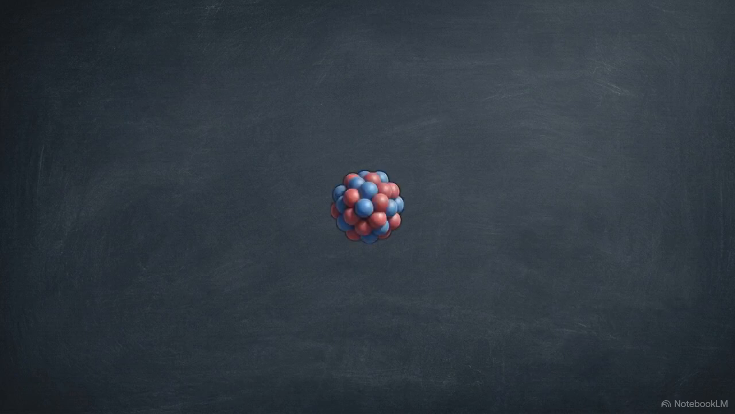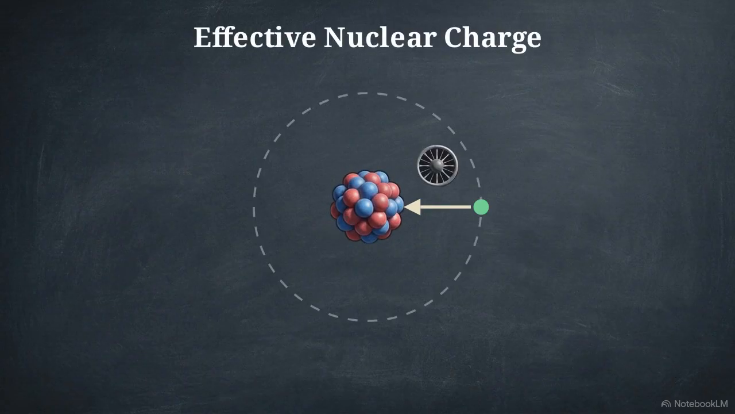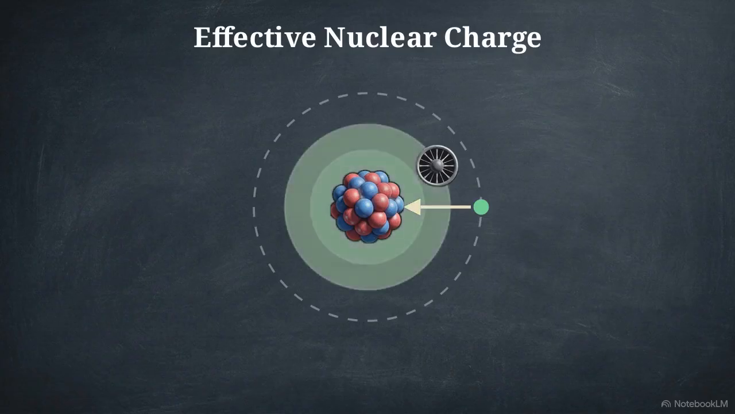To understand the behavior of elements across the periodic table, we start with a single measurement, the force the nucleus exerts on its outer electrons. This is effective nuclear charge.